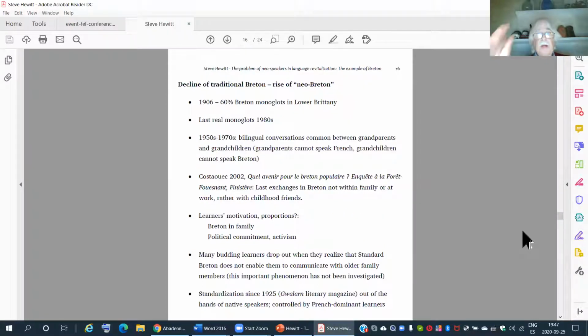Decline of traditional Breton: we saw that graph with the numbers falling off drastically since 1950. So in 1906, we had 60% Breton monoglots in Lower Brittany. The last real monoglots were in the 1980s; from the 1950s to the 70s, bilingual conversations were very common between grandparents and grandchildren. And Kostowick, 2002, found that the last exchanges in Breton were not within the family or at work, but rather with childhood friends. Now, learners' motivation proportions: I think it's first because people have older members of the family that speak Breton, and only second comes political commitment or Breton activism.